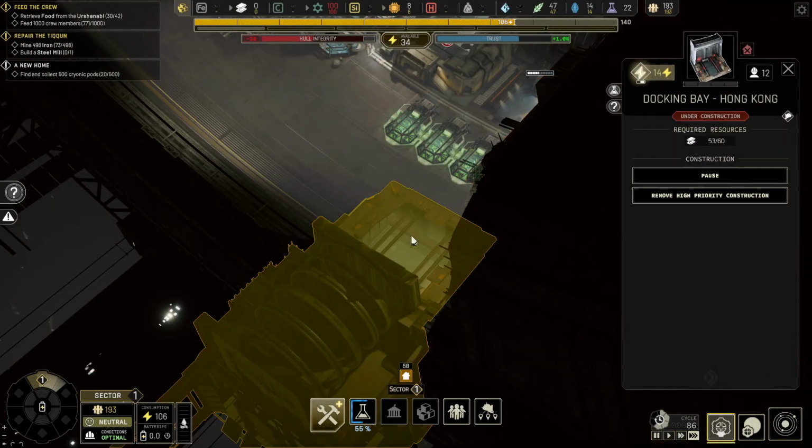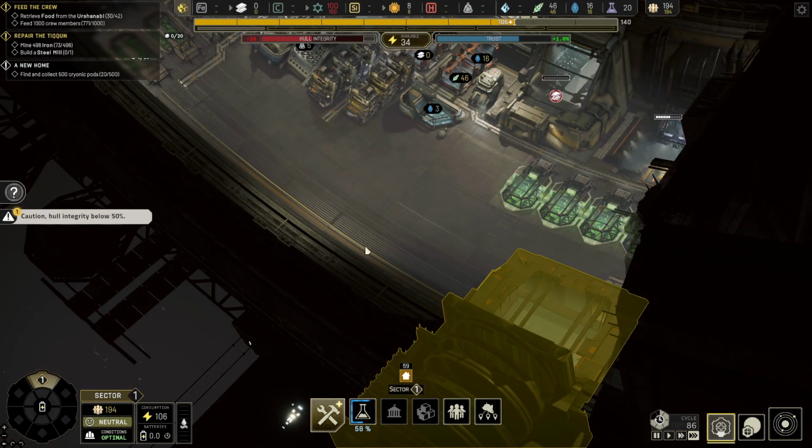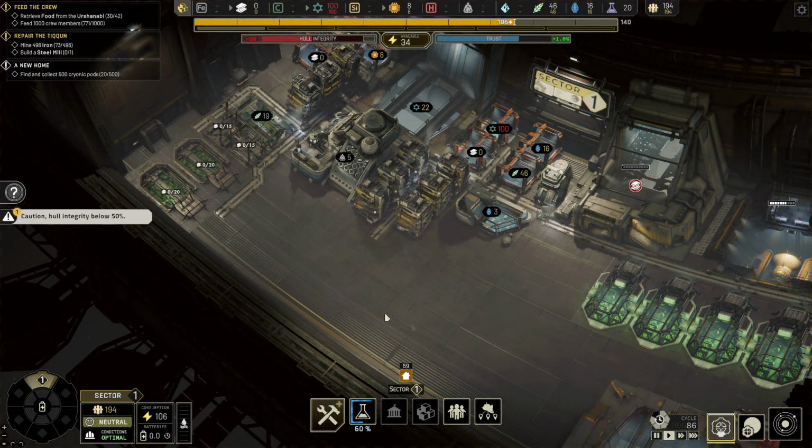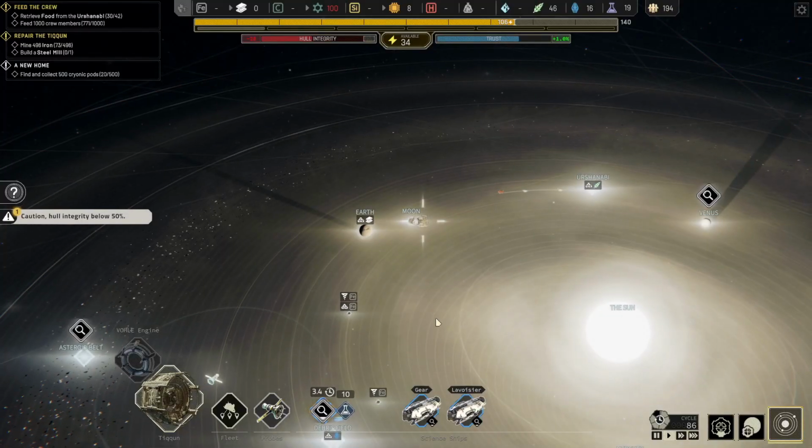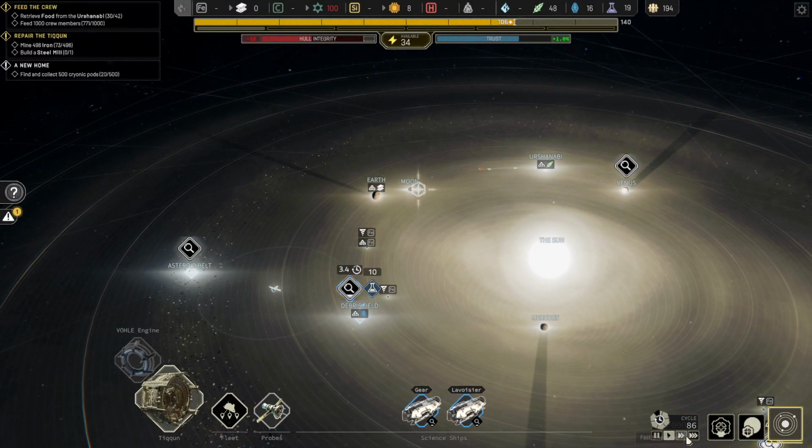Also, is that second bay online? No, it's still waiting on metal. Hull integrity below 50%. I know. It's because we don't have any alloys.